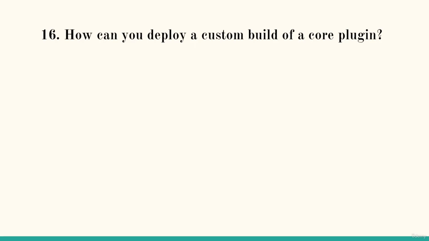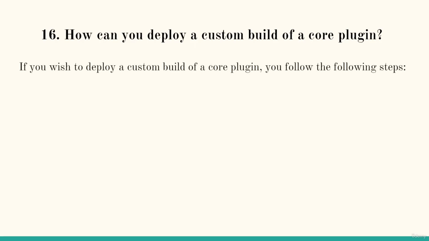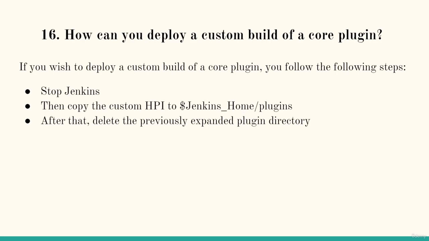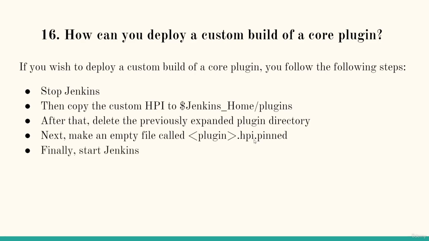How can you deploy a custom build of a core plugin? If you wish to deploy a custom build of a core plugin, you follow these steps. Stop Jenkins, then copy the custom HPI to JENKINS_HOME/plugins. After that, delete the previously expanded plugin directory. Next, make an empty file called plugin.hpi.pinned. Finally, start Jenkins.